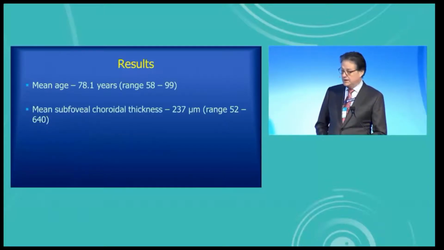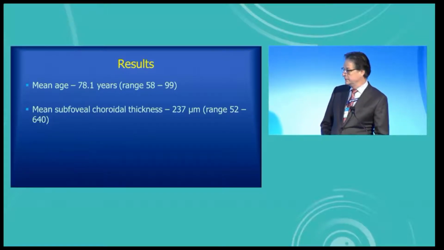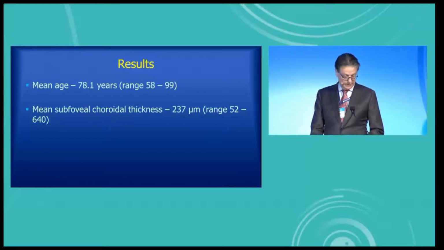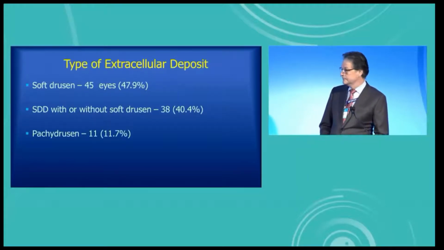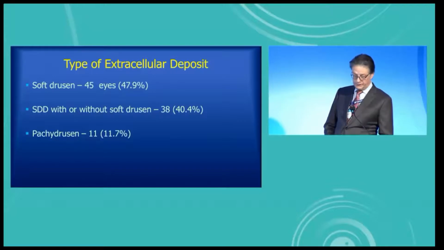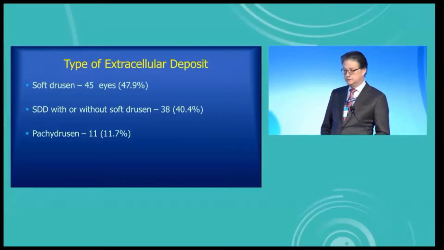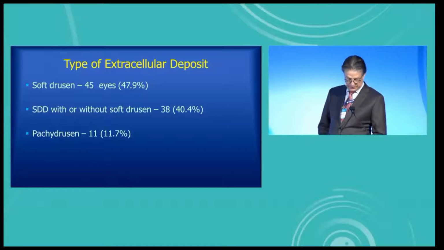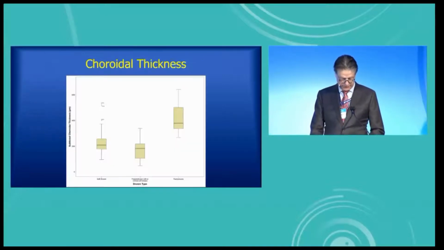And you can see their median age was relatively old, like we'd expect to see in people with Drusen. Their subfoveal choroidal thickness had about a 12-to-1 ratio from being thin to being quite thick. Soft Drusen were found in 45 eyes, and that was the predominant type of Drusen that was found. Subretinal drusenoid deposits with or without Drusen were next most common. And this newer kind of Drusen, this Pachydrusen, in 11, which is almost 12%.